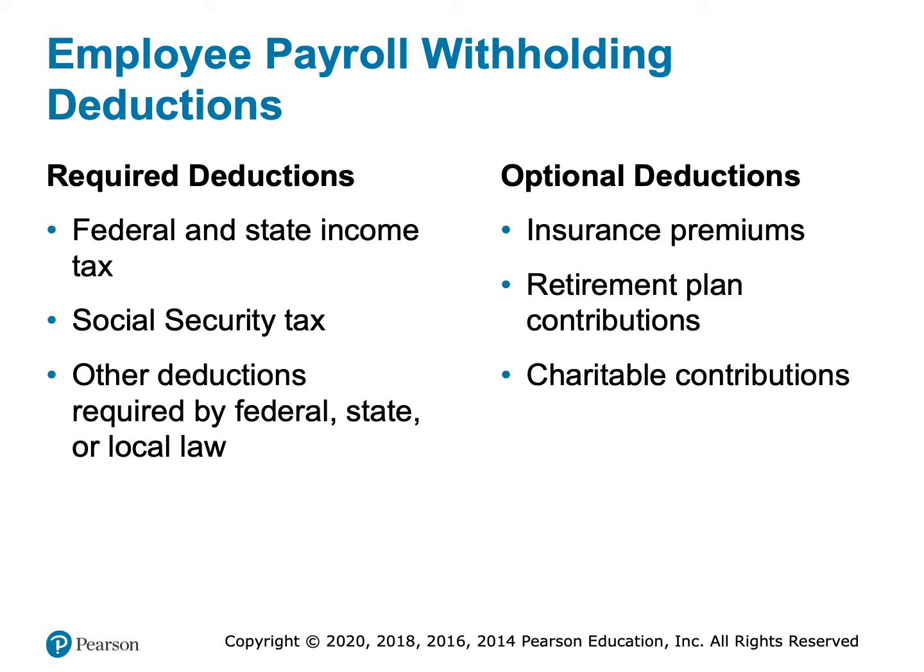Also, they're required to take out Social Security tax. Now, Social Security tax includes two components, and we'll talk about this a little bit more. It includes what we call Social Security, which is really OASDI, and it includes Medicare. Those two things together make up what we consider the Social Security tax. And then any other deductions that might be required by federal, state, or local law. Optional deductions would be insurance premiums, money automatically given to charity, or contributions to a retirement plan. Those are all also taken out.